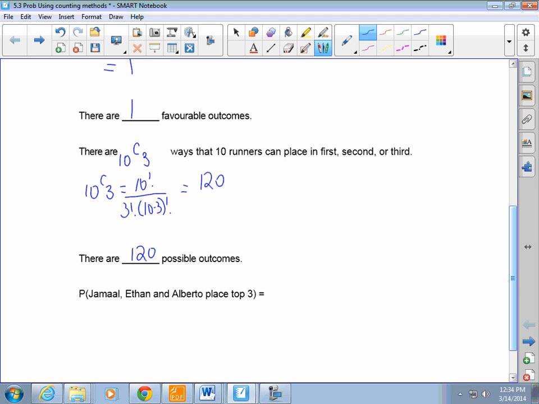the top 3, is the number of possible outcomes, or favorables, over number of possibles. So we had 1 out of 120, so that is 0.0083. So as a percent, that is 0.83%. So it's a pretty slim chance that those 3 will end up in the top 3, just based on choosing them, not based on their statistics, their personal bests, or any of that.